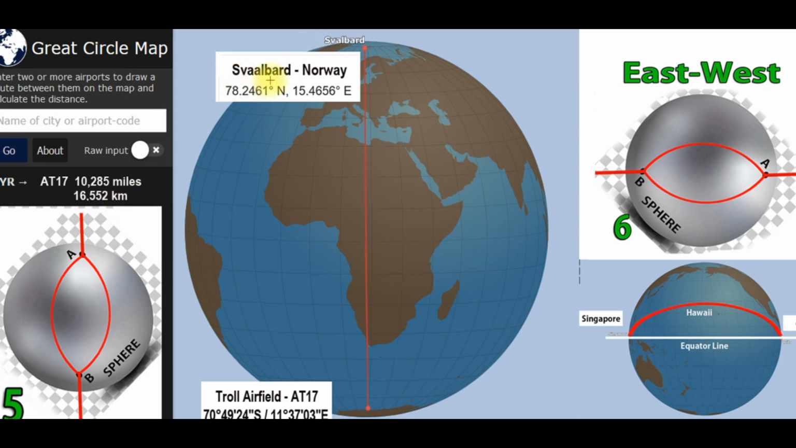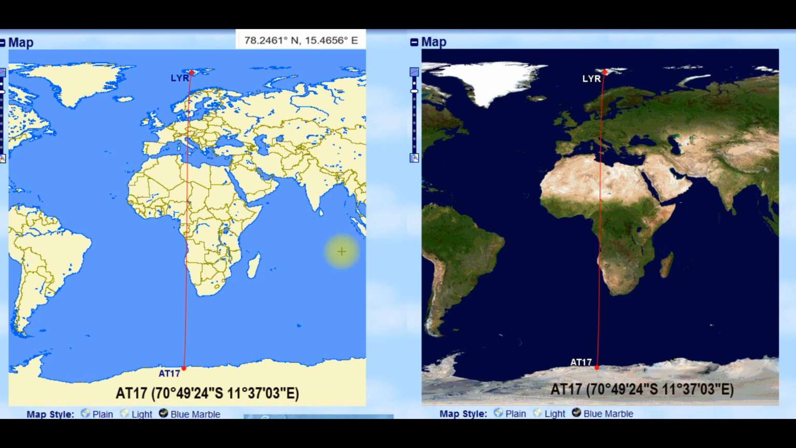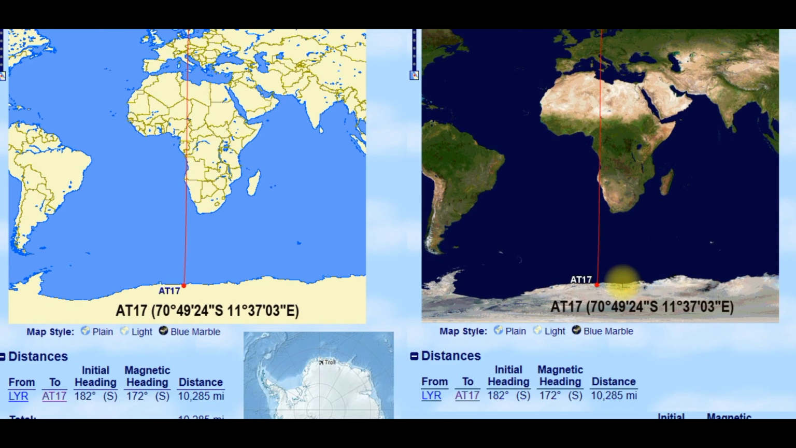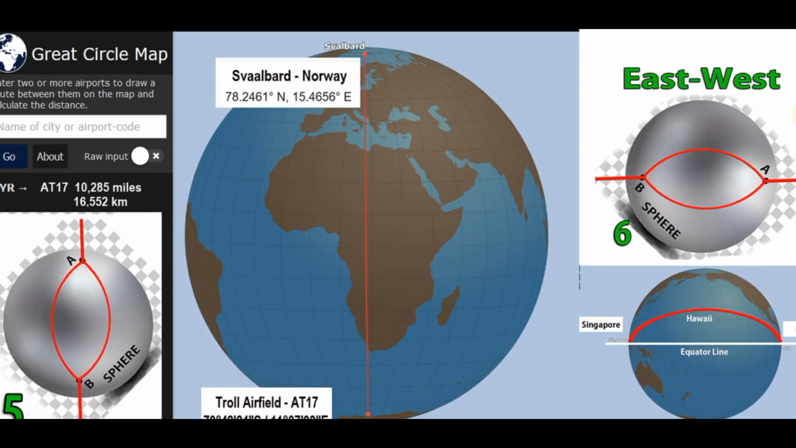Svalbard, Norway, 78 north, 15 east, to Troll Airfield in Antarctica, 70 south, 11 east. It goes pretty straight. I got this from this great circle mapper right here. This is on the blue marble, and this is in a regular map. Straight line from airport. There is an airport code here if you want to check it out, AT17. It was kind of difficult for me to find this one, but I did. So as you see on the globe, it goes a straight line, and all this spherical geometry here doesn't apply anymore because Earth is not a sphere.